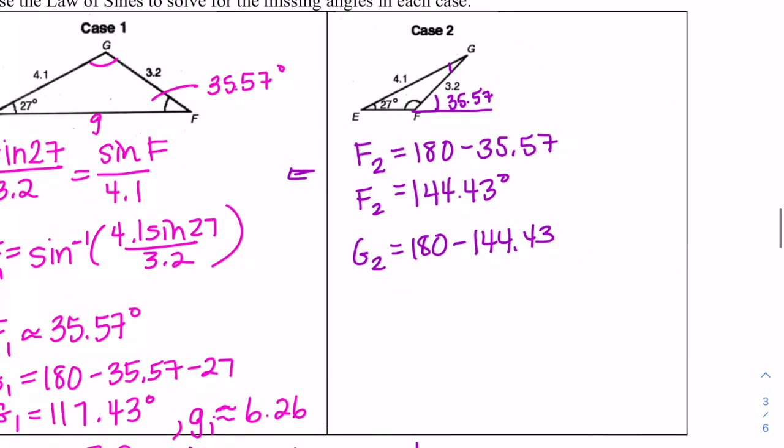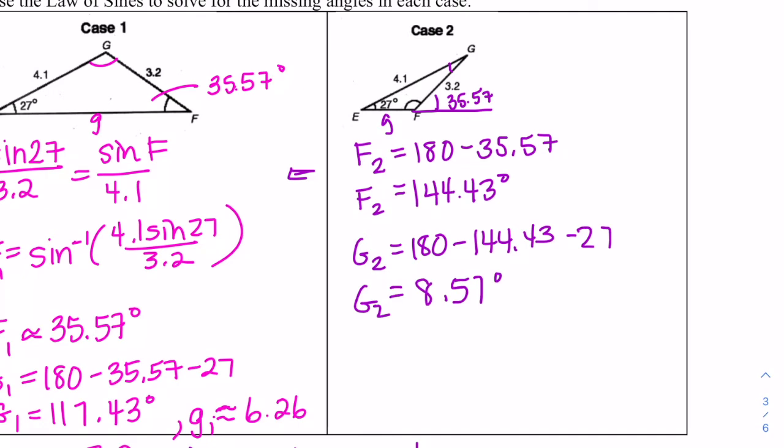There they go, make some room. Minus 27. So my second angle for G would be 8.57 degrees, where we have to use that new obtuse angle there. So it can be acute or obtuse. And then to find the side for G, you're going to use the same ratio, but remember now we have a different angle for G.